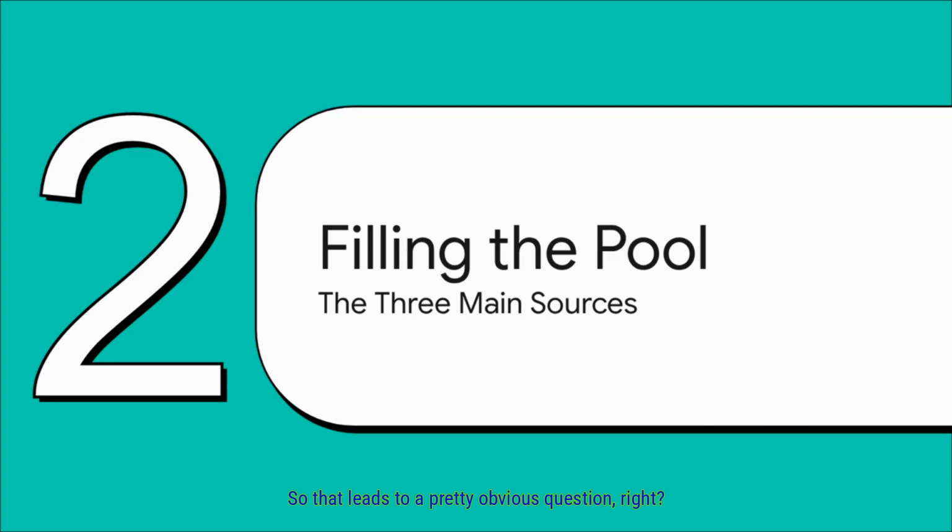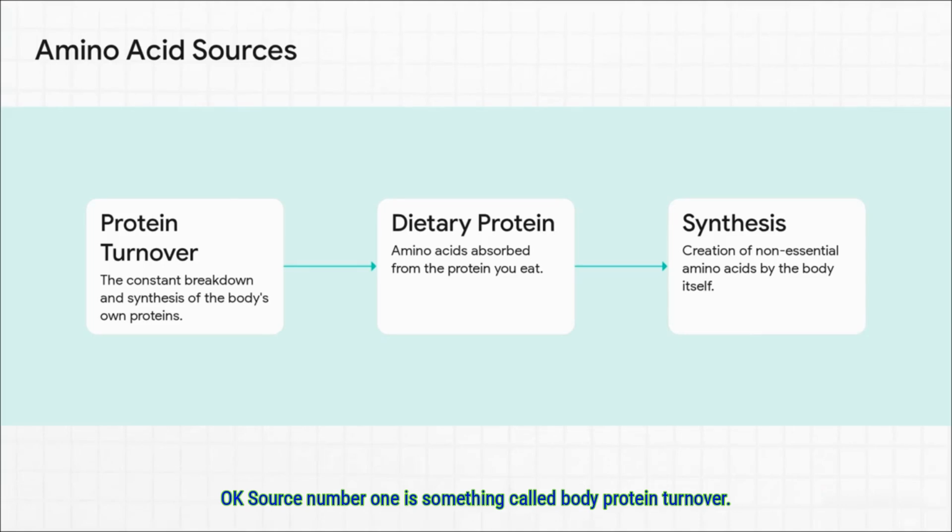So that leads to a pretty obvious question, right? If the pool is only 100 grams, how does your body keep it topped up? Well, there are three main ways you make deposits into this amino acid account. Let's break them down. Okay, source number one is something called body protein turnover. This is basically your body's own recycling program. It's constantly breaking down old or damaged proteins and just tossing those amino acids right back into the pool to be used again. The second one is the most straightforward.